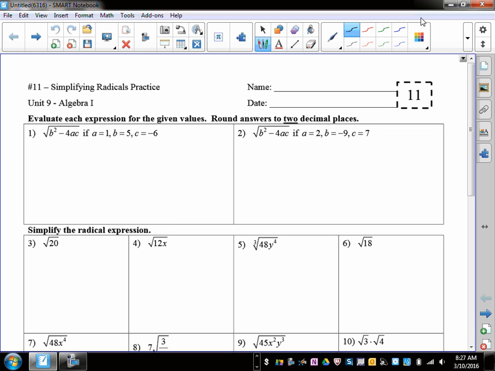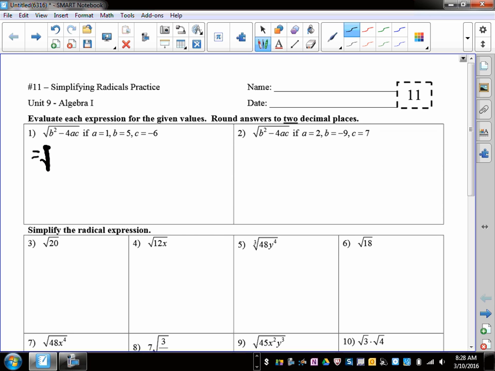So number 1, it says evaluate each expression for the given values. Round the answers to 2 decimal places. So you're definitely going to need your calculator for this. Alright, so what does it mean when it says evaluate? What do we do? Simplify it. We are simplifying, but what do we have to do with those values that they gave us, Audrey? Right, we have to take our A, B, and C and substitute them into our equation.